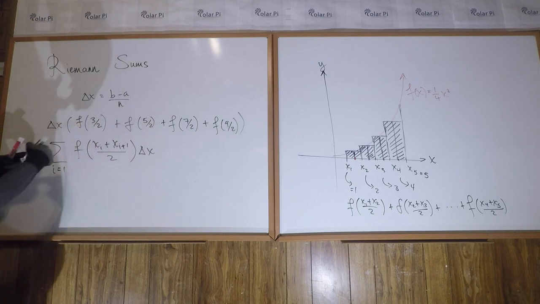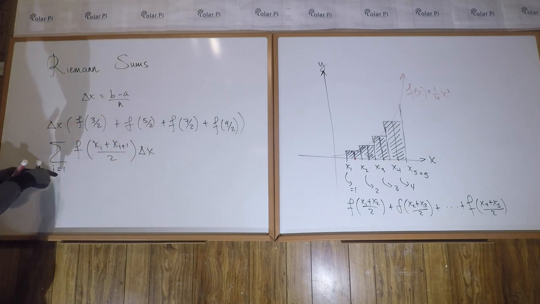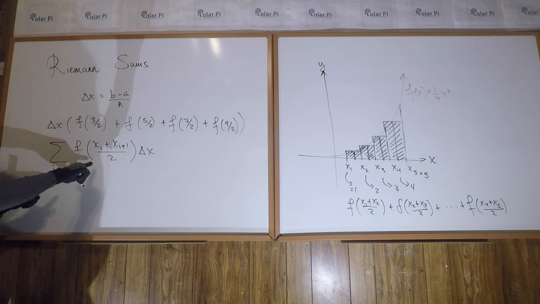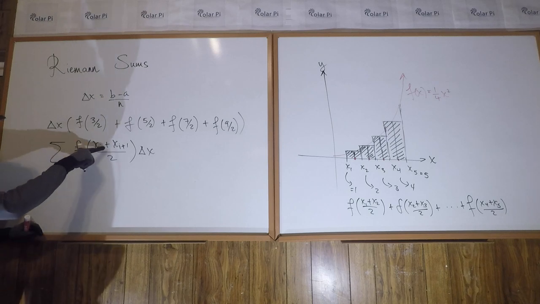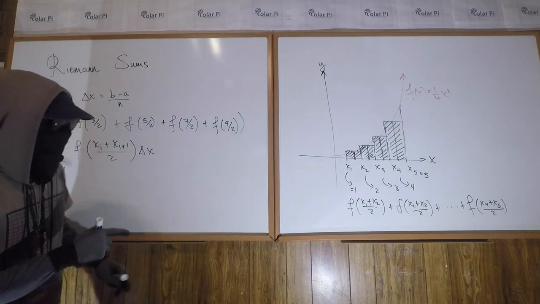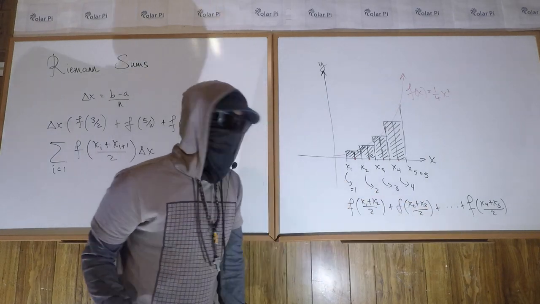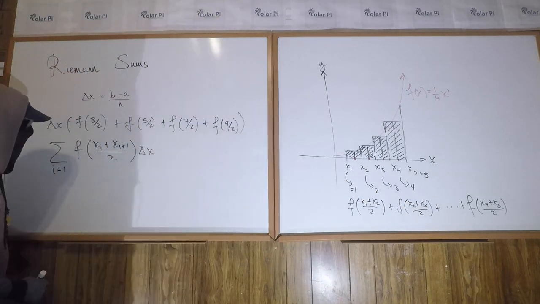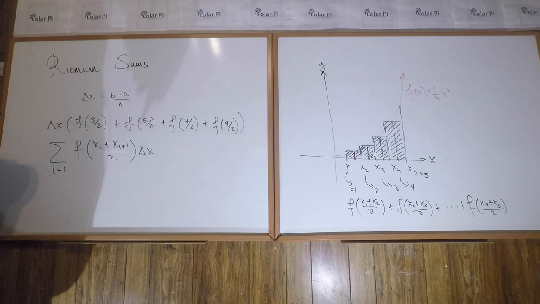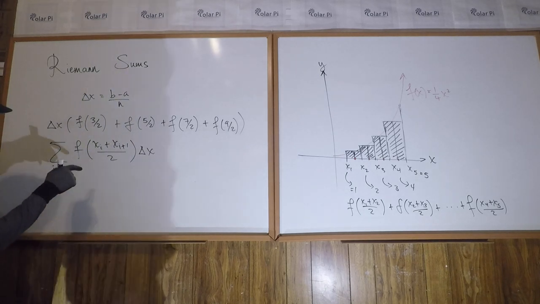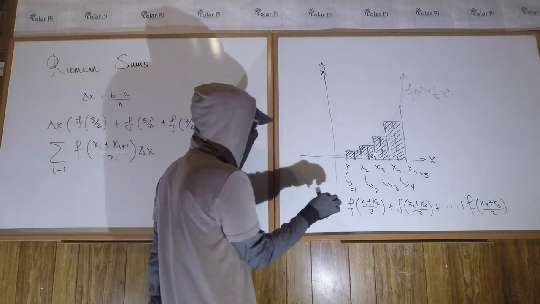And then sigma says add to that what? We'll move on to the next integer. So 2 is i next. So f of (x2 plus x3)/2. Okay. And then obviously I want to end on f of xn there.